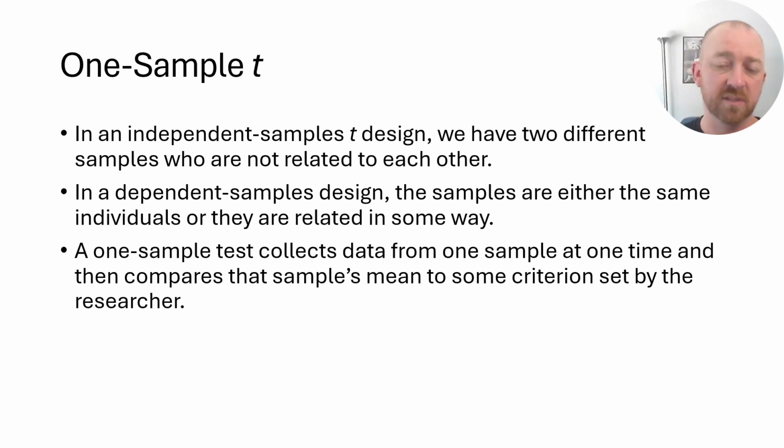Okay, that's a very powerful test. Now, a one sample test, however, collects only one group of people. It doesn't split them into two different groups. It collects one group of people, it measures them on some kind of dependent variable, and then it compares the characteristics of this sample to some known criterion that you've set as a researcher.